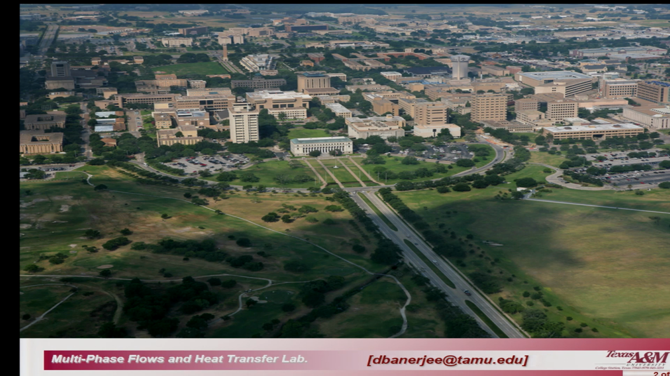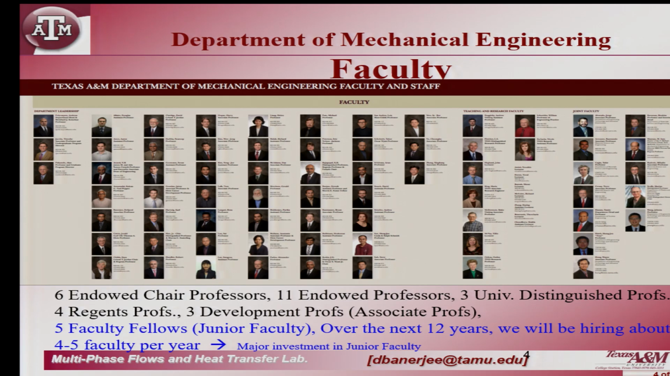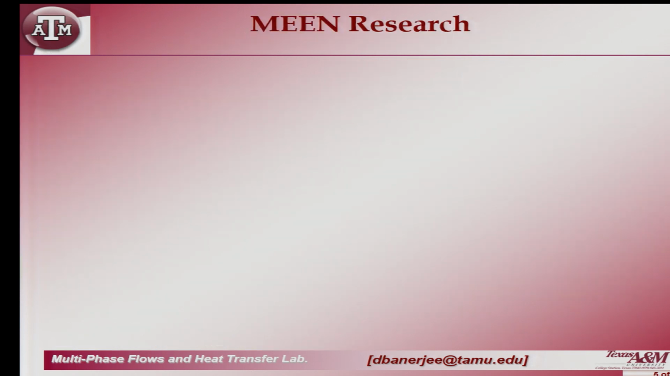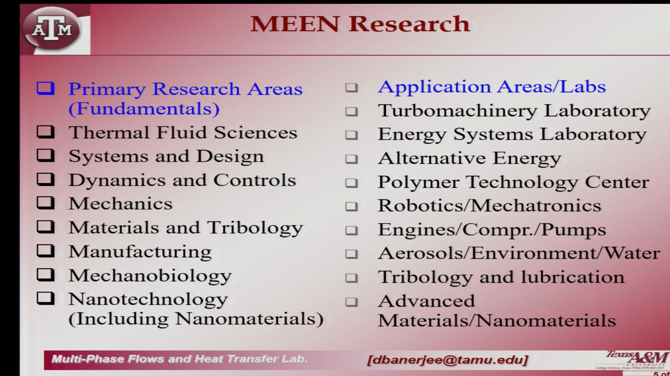In terms of our department, this is a little bit old slide, we are close to about 1500 undergraduate students now, and our plan is to grow to about 2000 undergraduate students in the next 5 to 7 years or so. In terms of our faculty, currently we are close to about 55 faculty. Our plan is to grow to somewhere between 60 and 65 faculty members in the department. And these are the different topics of research going on in our department, both fundamental and applied.